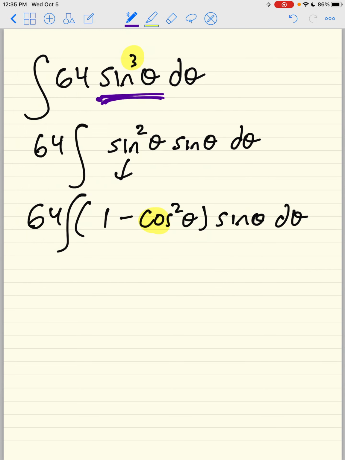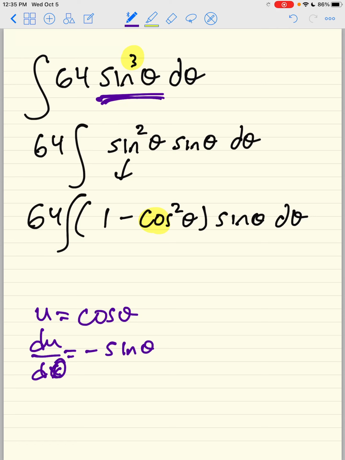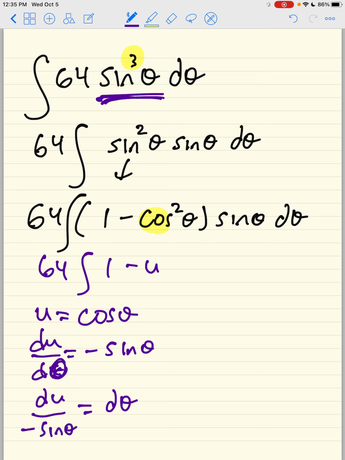That's how we do sine to the third. So you got to get out sine squared. So u is going to be cosine, so du d theta will be negative sine theta. So now we have du over negative sine theta is equal to d theta. 64 integral of 1 minus u squared times sine theta times du over negative sine theta.